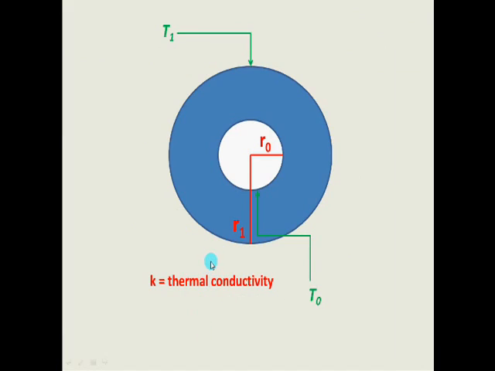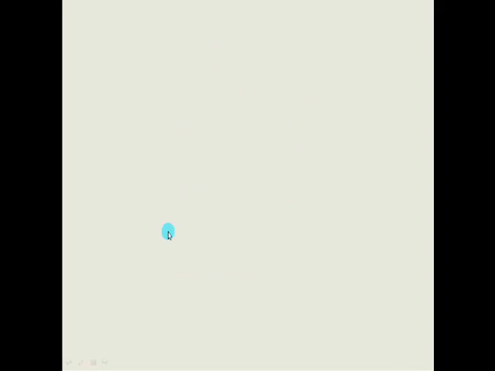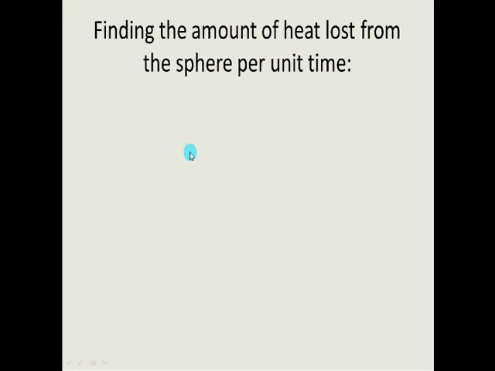So the problem looks like this. We have a spherical shell which is hollow inside, and the inner radius is r sub 0 and the outer radius is r sub 1. The temperatures are T0 for the inner temperature and T1 for the outer temperature. Thermal conductivity is given as k. So the first question is how much heat is lost from the sphere per unit time.